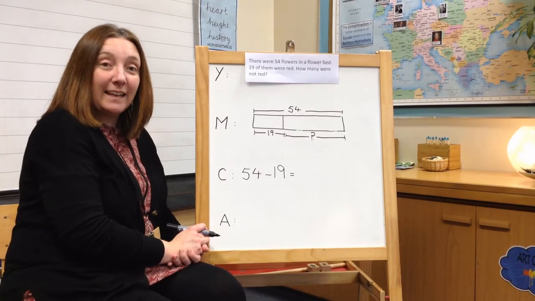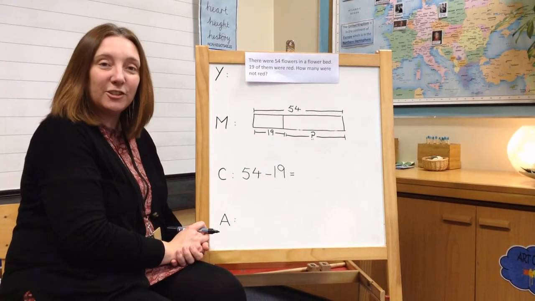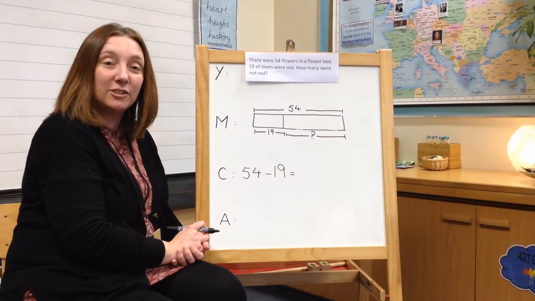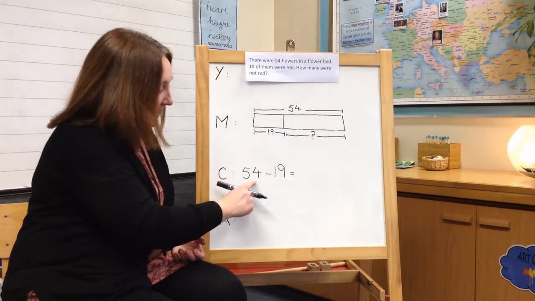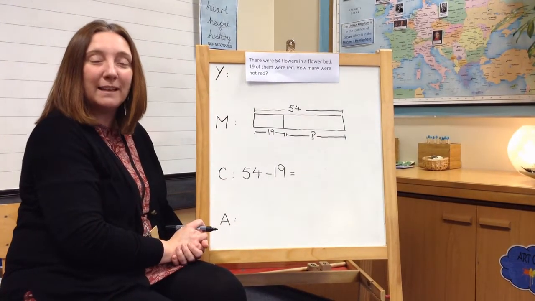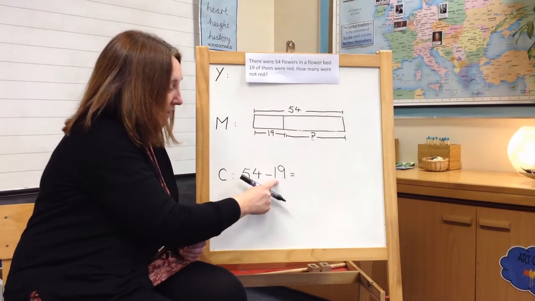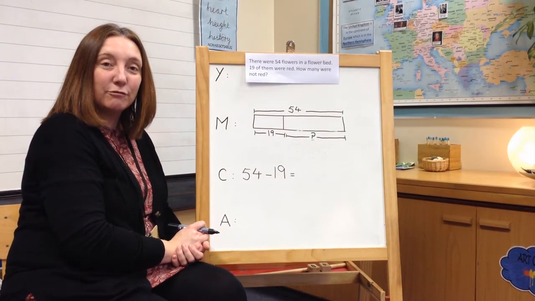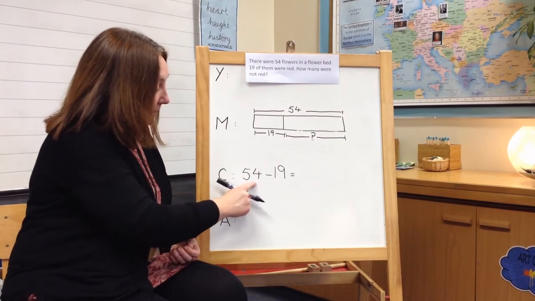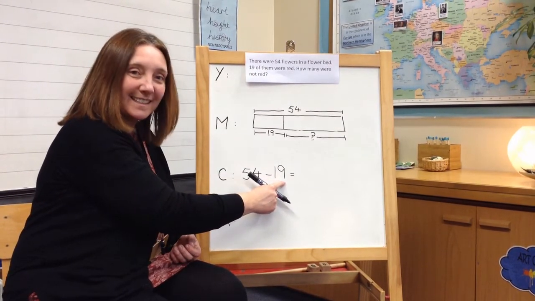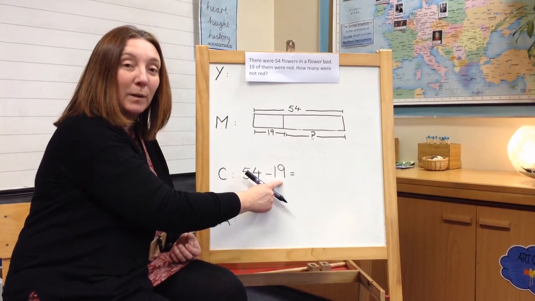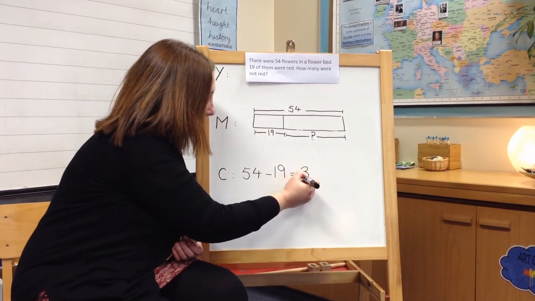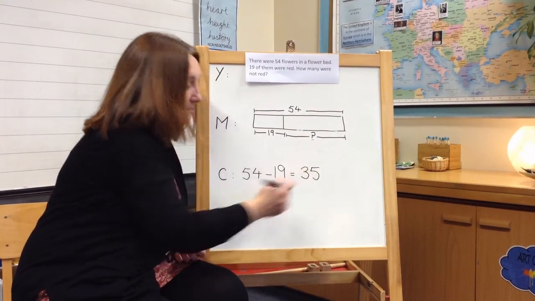Some of the problems today, you'll be able to complete the calculation using a mental strategy. Some of the calculations you may need to use a written method. This is definitely one that we can use a mental method for. We like the number 19, don't we? It's close to a multiple of 10. So let's round and adjust. 54 subtract 20 is 34, and we need to adjust by adding 1 back on. So the difference is 35.